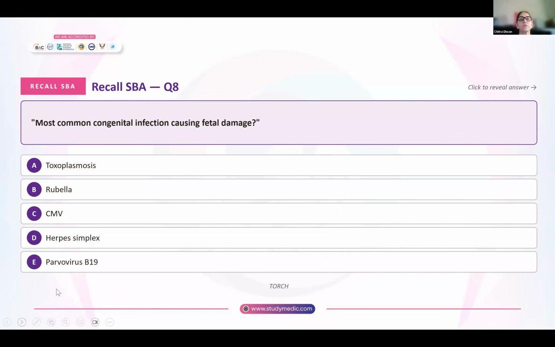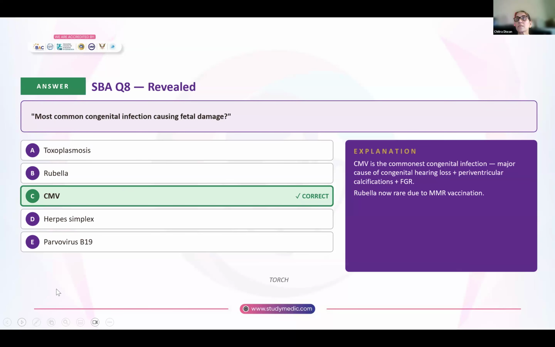Most common congenital infection causing fetal damage. Commonest are rubella and CMV, but nowadays it is CMV because of the massive drive that has been taken for rubella vaccination. So it is always CMV, the most common cause of sensorineural hearing loss, and also periventricular calcifications and fetal growth restriction.